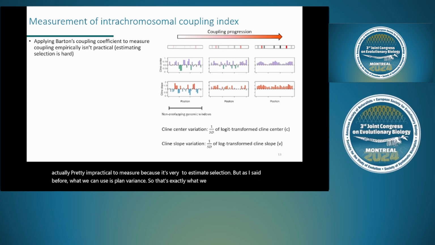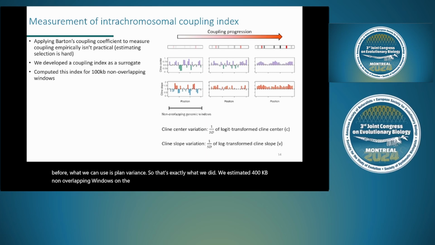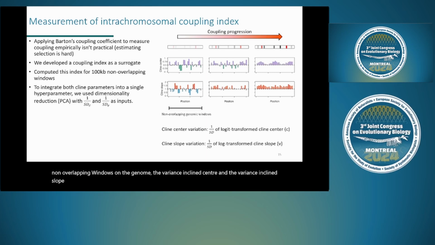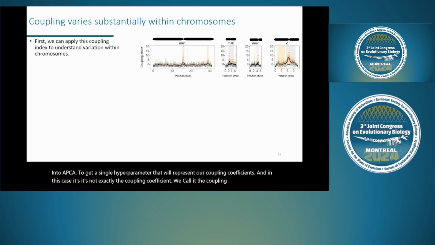We estimated, for 100 kb non-overlapping windows on the genome, the variance in cline center and the variance in cline slope. And then we used both of those variances in a PCA to get a single hyperparameter that will represent our coupling coefficient. And in this case, since it's not exactly the coupling coefficient, we call it the coupling index. Okay, so let's get on to some results now.